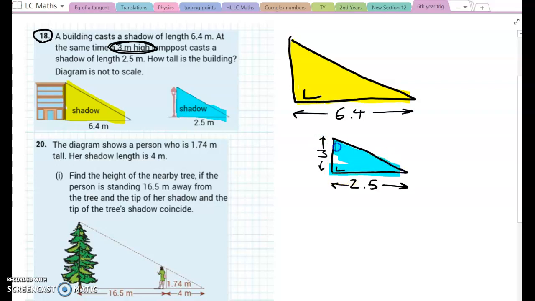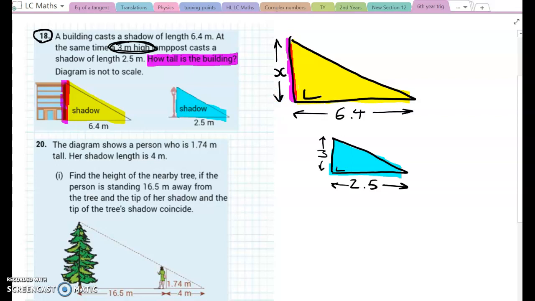Now using the information you've been given, we should be able to find whatever we're being asked to find. Now what are we actually being asked to find? The question is, how tall is the building? So that's this side of that yellow triangle, obviously, so it's this side here. So this is the side that we call X. So call whatever side you're missing or that you want X.